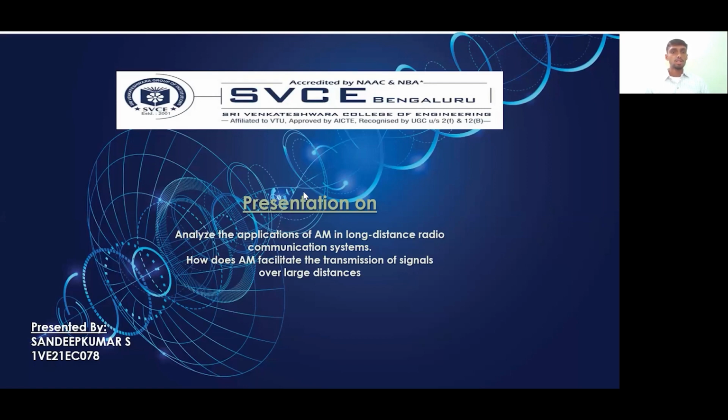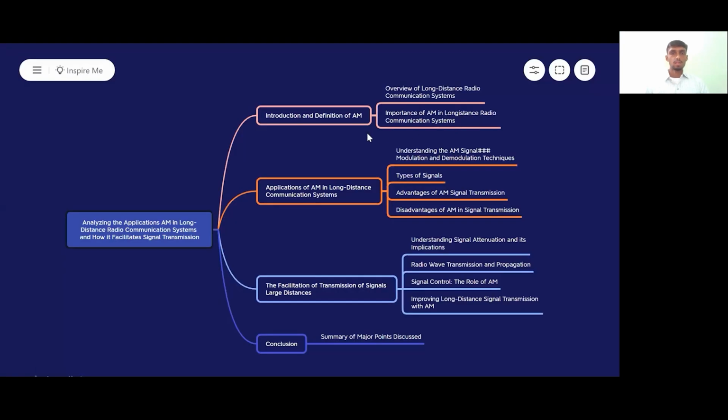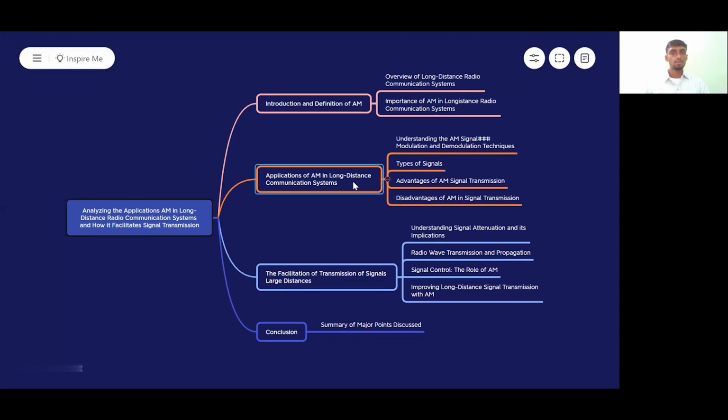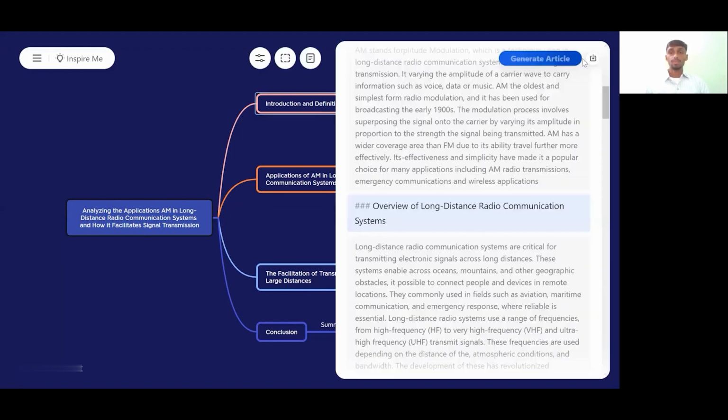I am giving the presentation on analyzing the application of AM in long distance radio communication systems and how AM facilitates the transmission of signals over long distances. These are the concepts under my topic: introduction and definition of AM, application of AM in long distance communication systems, and the facilitation of transmission of signals over long distances. I am going to start with the introduction and definition of AM.